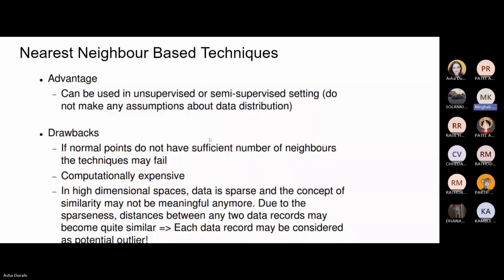Drawbacks: if the normal points do not have a sufficient number of neighbors, the techniques may fail, and it will be computationally expensive in that case. In high dimensional spaces, the data is sparse and the concept of similarity may not be meaningful anymore. So, due to sparseness, the distance between any two data records may become quite similar, and each data record may be considered as a potential outlier.